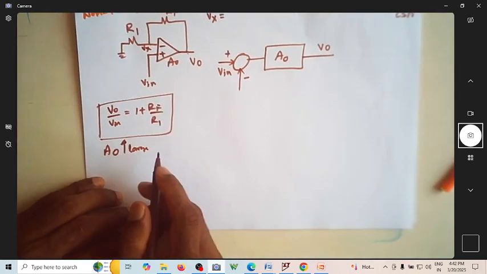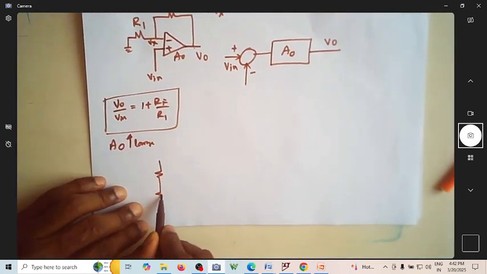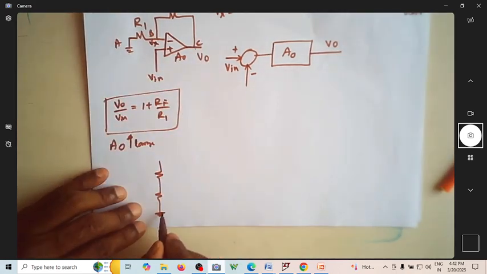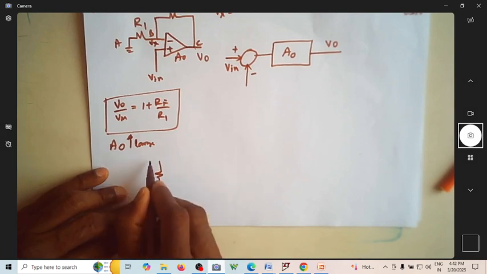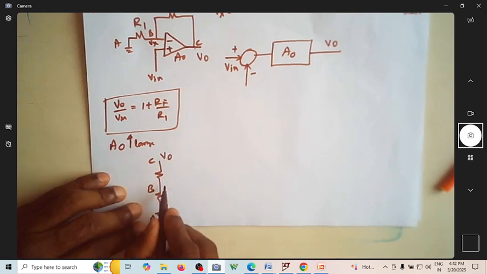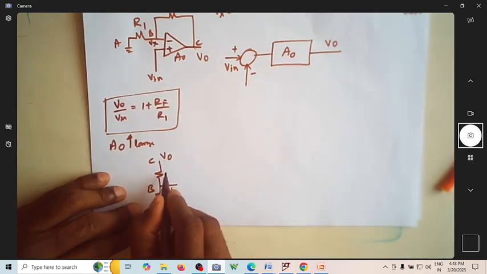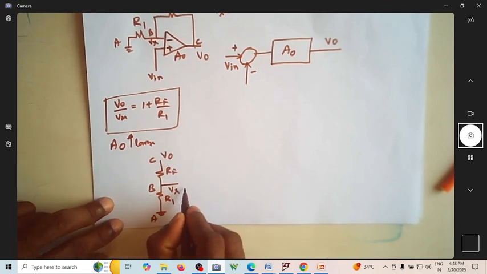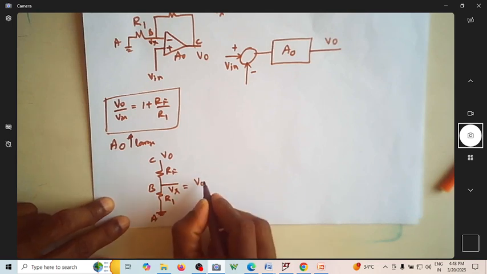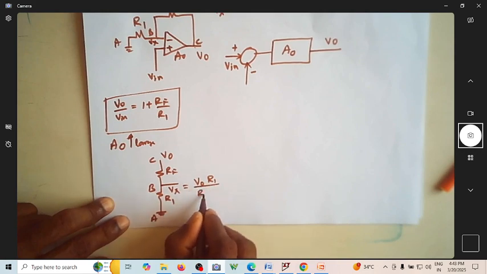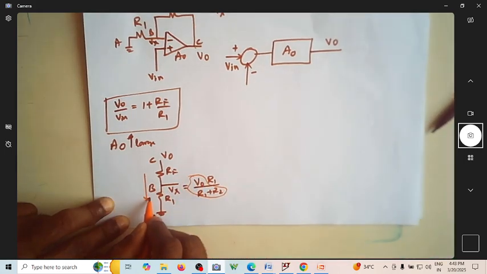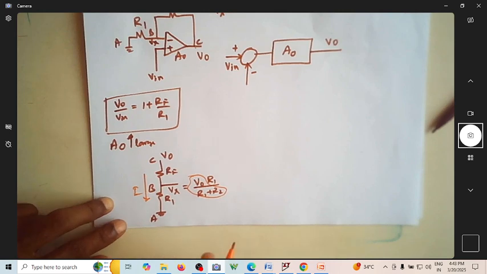So can I just rewrite this circuit as something like this? I'm grounding this. Let me say A, B, C points. At C point I have a voltage V naught. At B point I want to know what the voltage Vx is. Between C and B I have RF, and this is R1. So this is like a potential divider. Can I write Vx is equal to V naught multiplied by R1 divided by R1 plus RF? Because this is the current flowing in this circuit, and current multiplied by resistance is Vx.